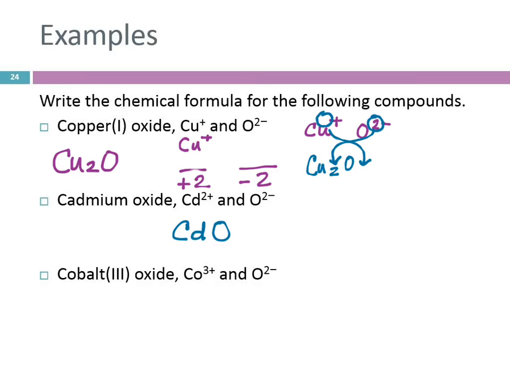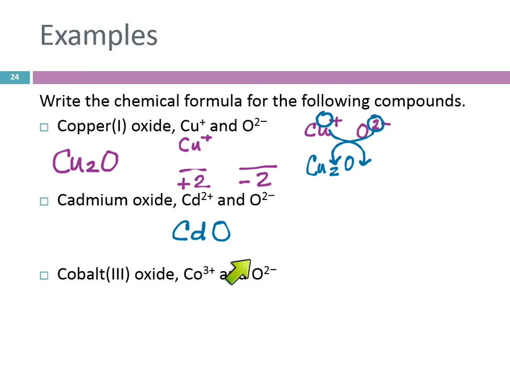Let's do this one down here. Cobalt-3 oxide. So there's oxide. We've seen her twice before now. Here's cobalt-3. The Roman numeral tells us it's got a 3 plus charge. What method would you like me to do first? Crisscross or drawing pictures? Crisscross. Okay.